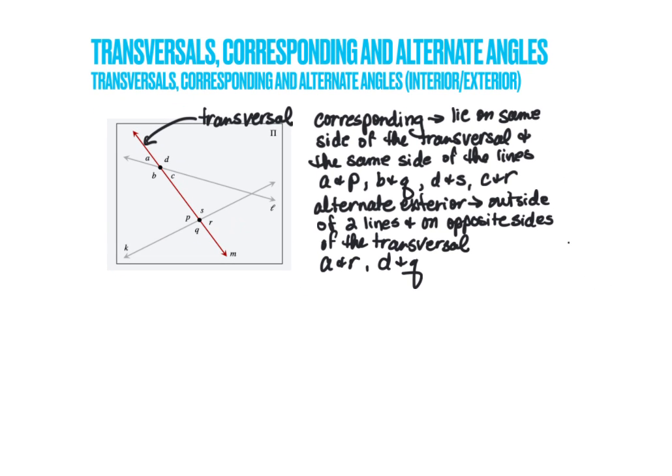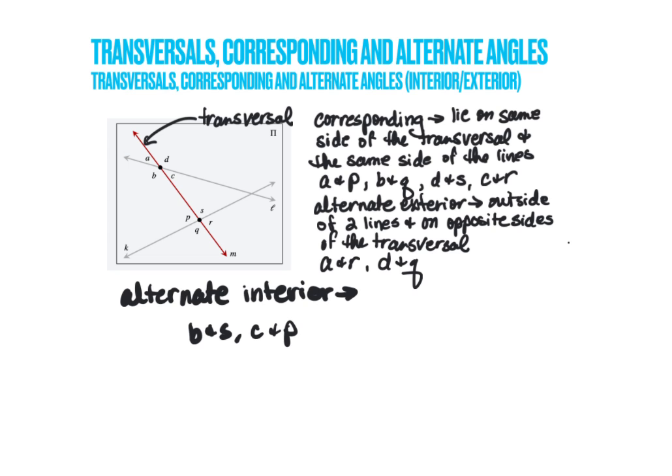Next, let's talk about alternate interior angles. Those are angles on opposite sides of the transversal, but on the inside of the two lines. So here's my two lines. This is the inside. Different sides of the transversal. B and S would be alternate interior. And then finally, C and P.